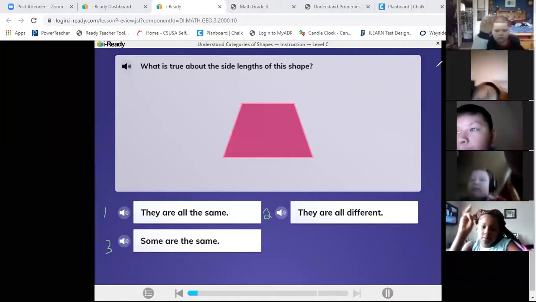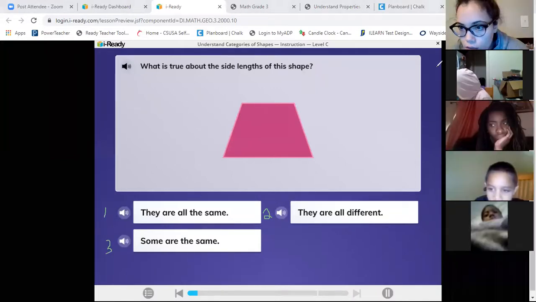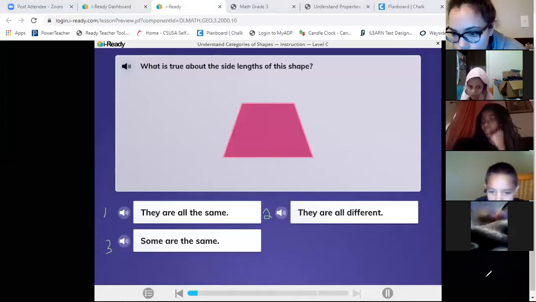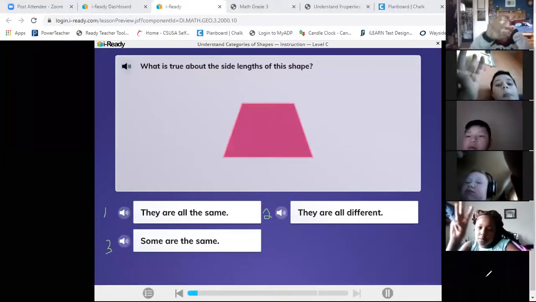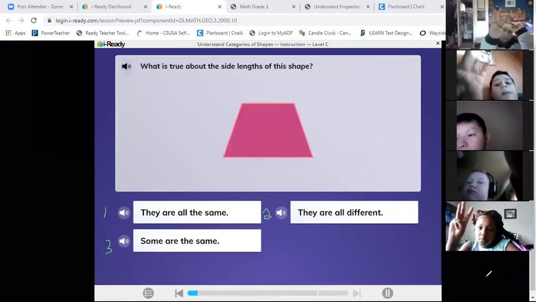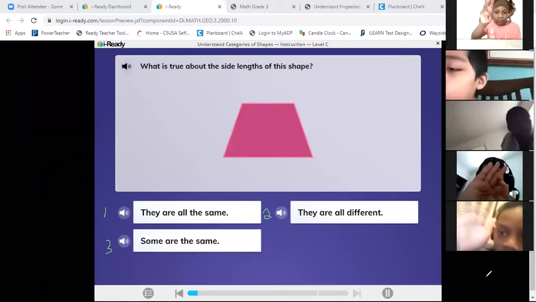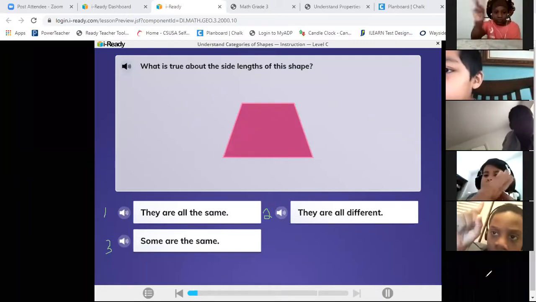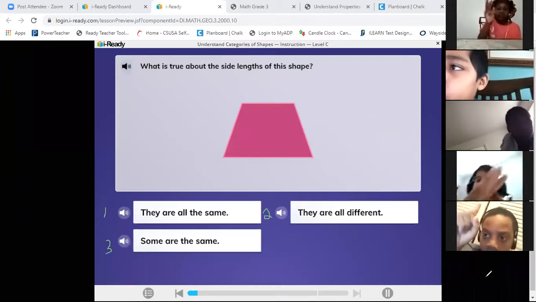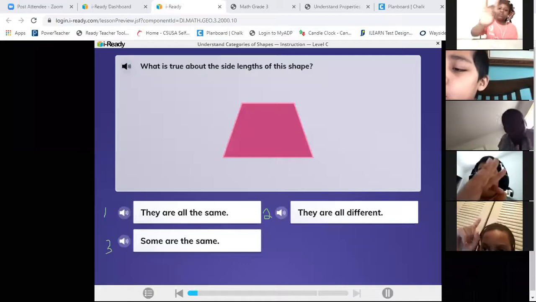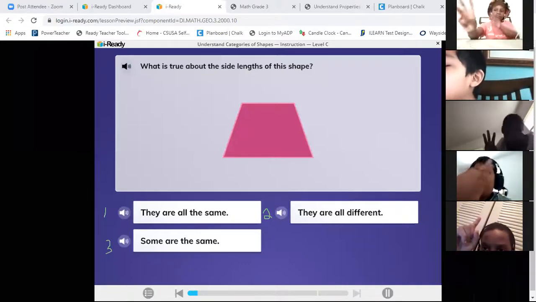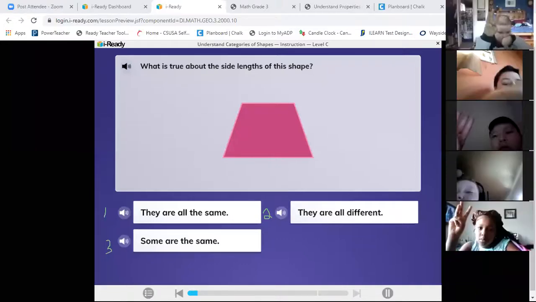Oh, give me that. Give me it. 1, 2, or 3. Let's see. JV, you just got a hand up or? Okay. I see a lot of 3s. I see a 1.